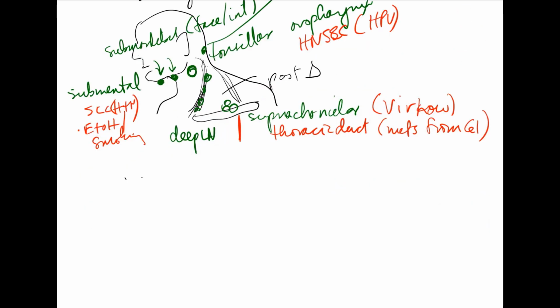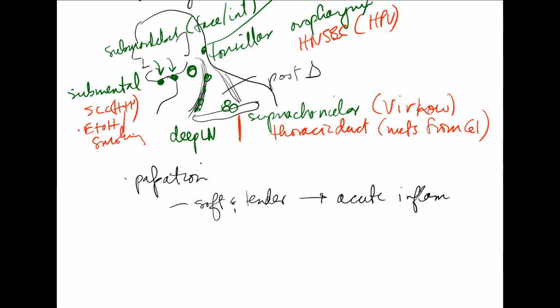Lymph nodes are identified by palpation. And there are 3 patterns of palpation that you should always be aware of and describe in your physical exam. The first is going to be a soft and tender lymph node. These are acute reactive, and they're soft and tender because there's neutrophils, and so it's a marker of acute inflammation, and they're swollen because of edema.